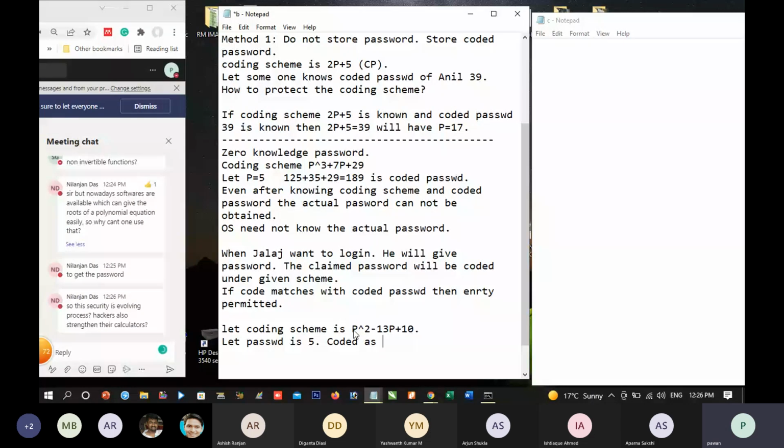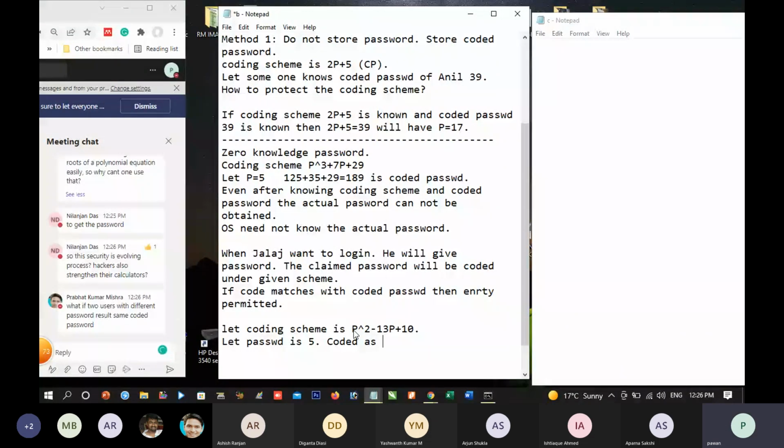More complicated coding schemes can always be made. Making a harder coding scheme is very simple. We can always complicate our coding scheme: P raised to the power P plus something, something, something. So making a harder coding scheme is not a problem. We can always get a function which cannot be inverted.